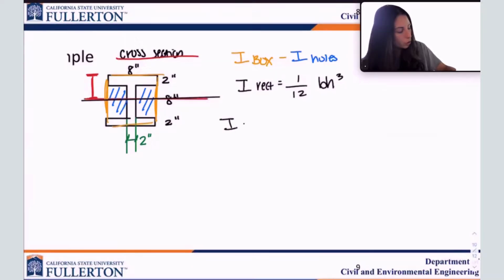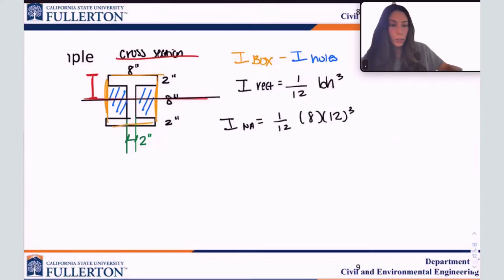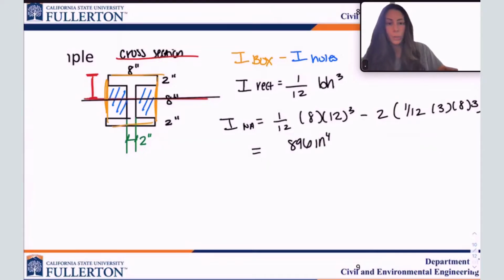The moment of inertia at the neutral axis is equal to 1 over 12. I'm going to do the big box, 8 times 12 cubed. Minus the cutouts, I have 2 boxes, times 1 over 12, times 3 times 8 cubed, and I am left with 896 inches to the 4th.